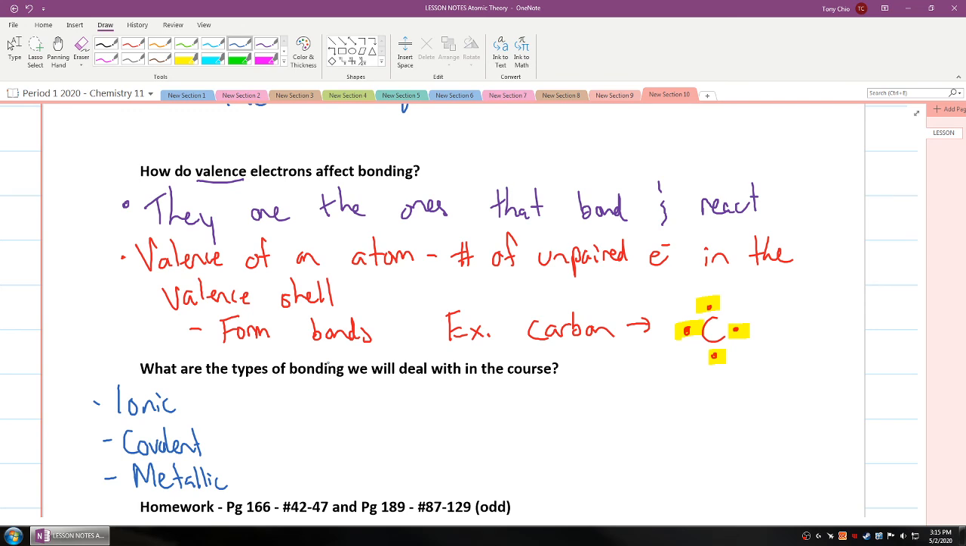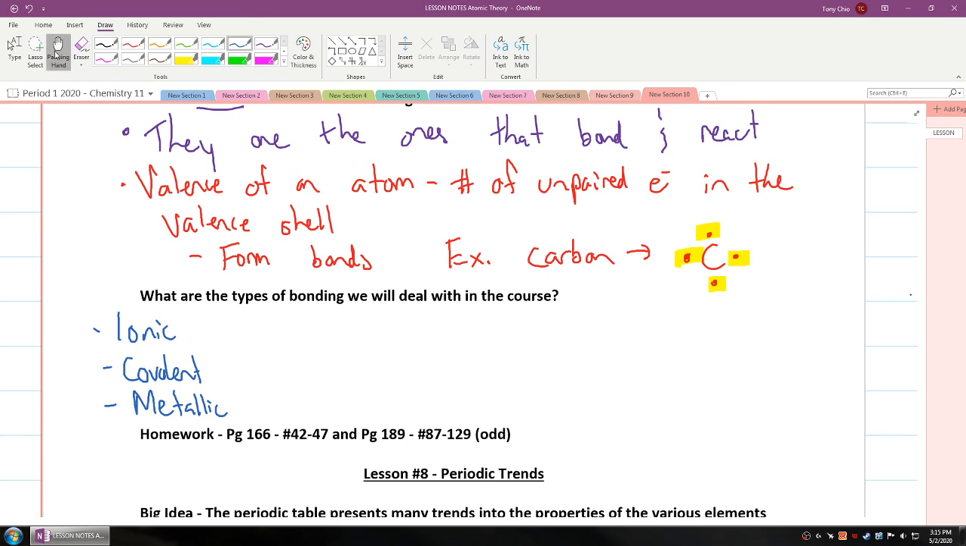Now, for homework, you're going to see that there is a question that has a lot of things to talk about. That homework seems like a lot right now. It is page 189, 87 to 129, but it's mostly single questions talking about different concepts that we covered or will have covered before.